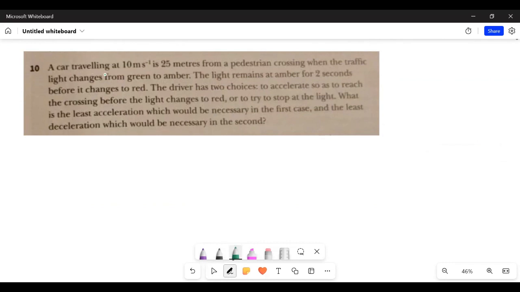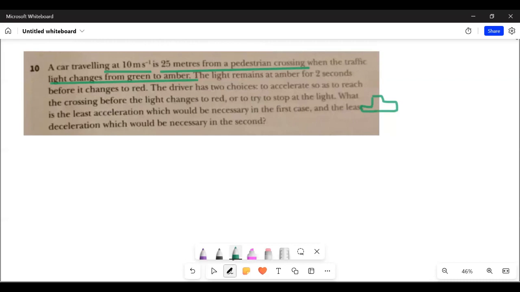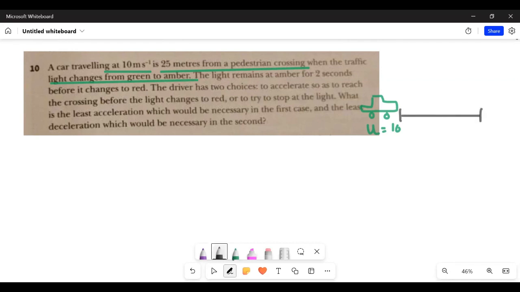A car traveling at 10 meters per second is 25 meters from a pedestrian crossing when the traffic light changes from green to amber. Okay, so there's a car. Let's draw a very accurate looking car, traveling at 10 meters per second. So its U is 10. It is 25 meters away from a pedestrian crossing. There's a pedestrian crossing over here.